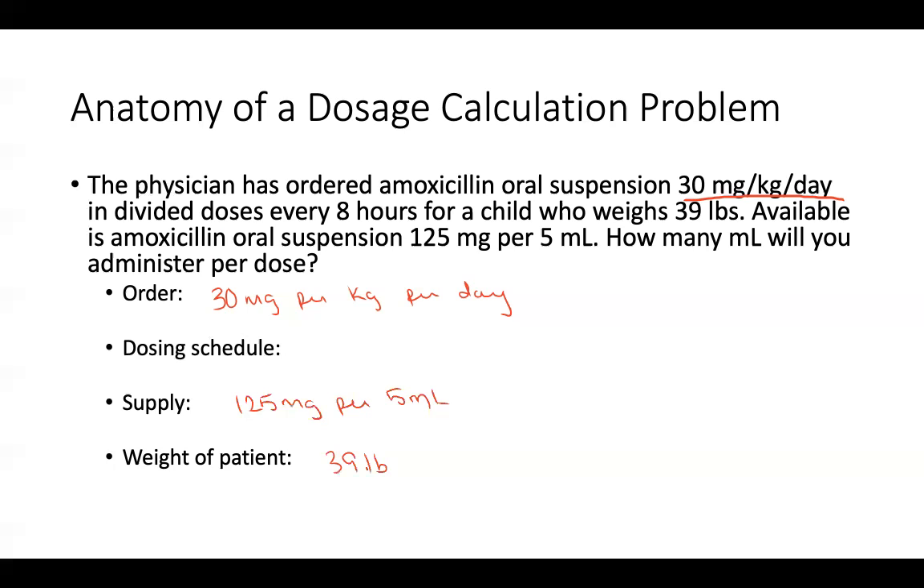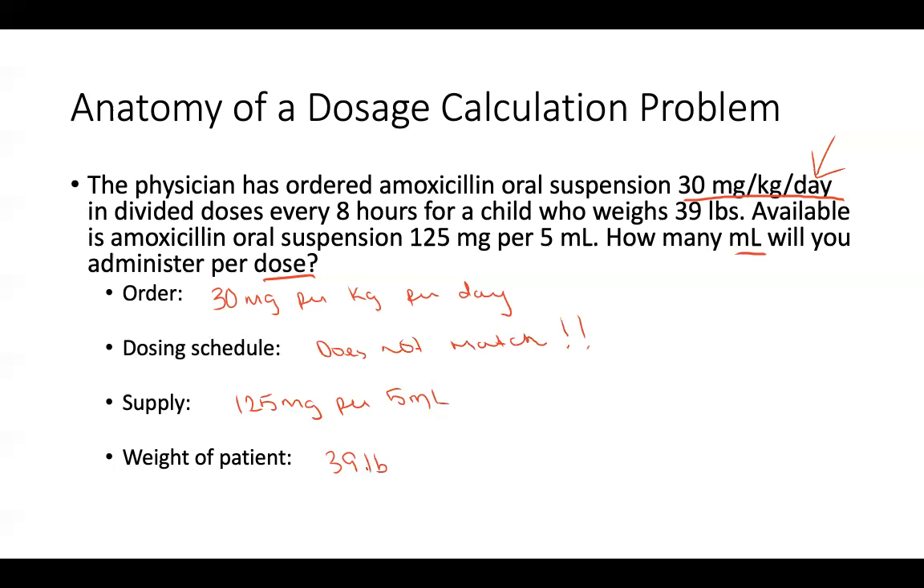So let's look at the order. The order is written 30 milligrams per kilogram per day. And then let's look at what the question is asking. The question is asking, how many milliliters will you administer per dose? So it does not match. So we know when we solve this problem, we are going to have to make sure that we include a conversion that converts day to dose. And of course, I'll show you what I'm talking about.